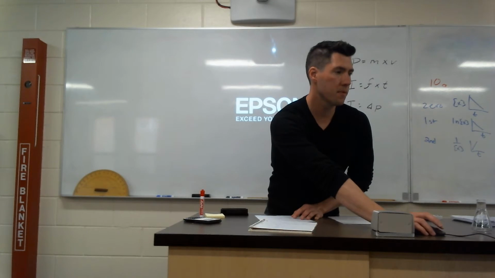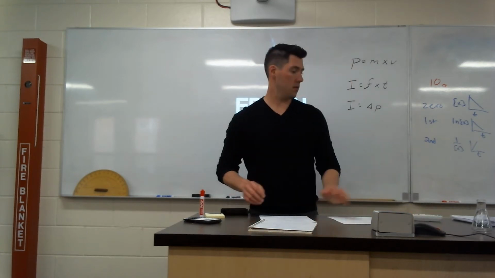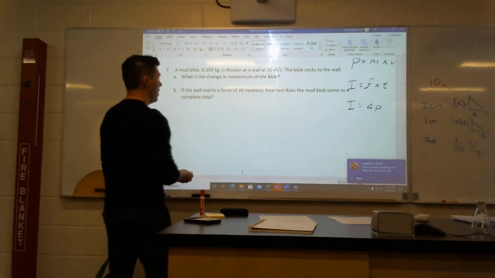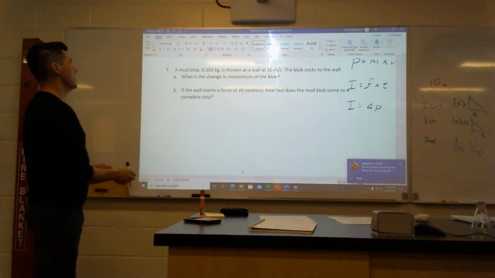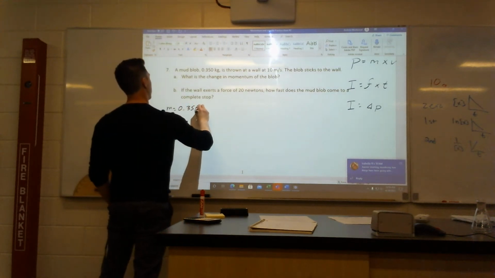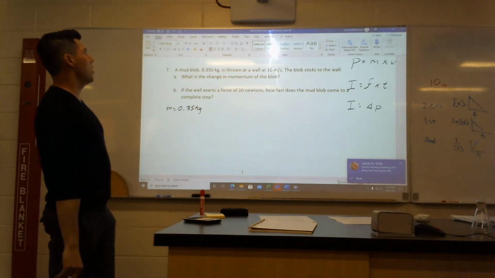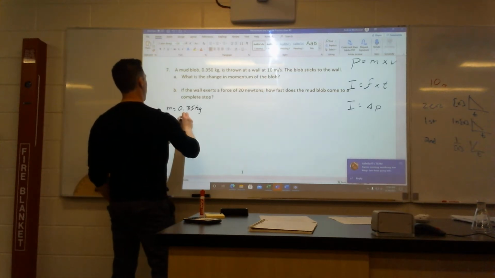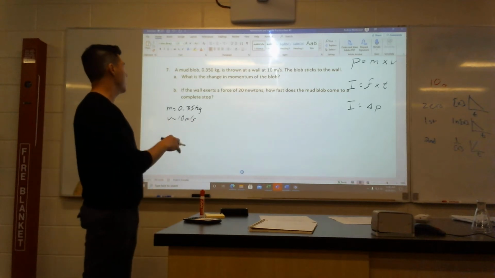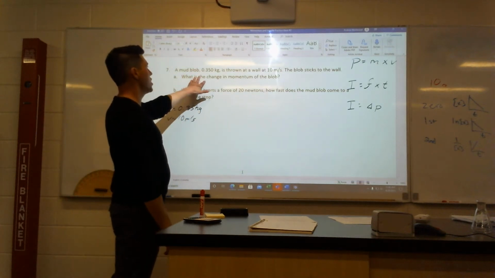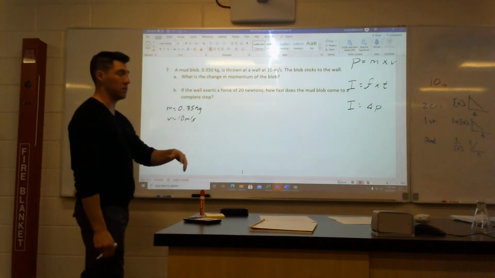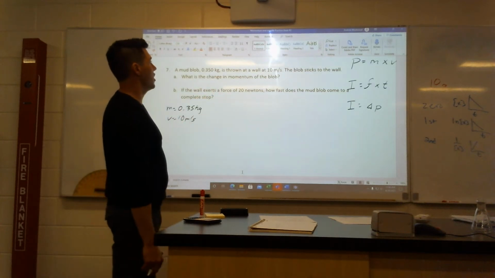Let's bring this up. All right, cool. Question 7. A mud blob of 0.35 kilograms is thrown at a wall at a velocity of 10 meters per second. The blob just sticks to the wall, so instantly sticks to the wall. What is the change in momentum? So basically, if it's going from a velocity of 10 meters per second to nothing, because it hits the wall, what's that change in momentum?